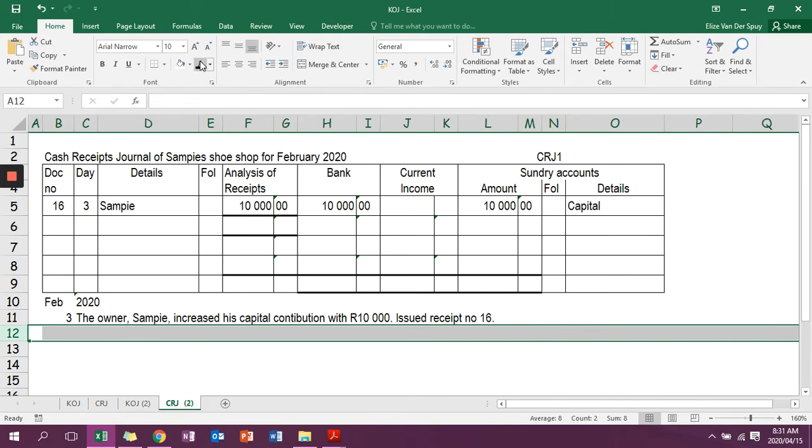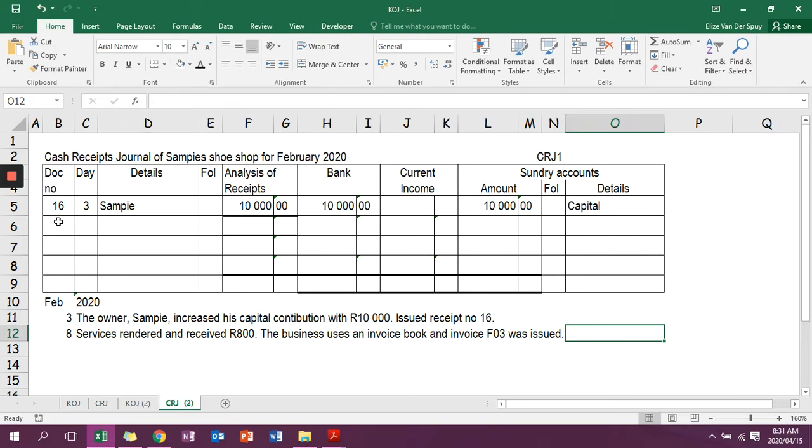The next transaction, on the 8th, services were rendered and we received 800 Rand. The business uses an invoice book and invoice F03 was issued. Alright, again, they give us all the details. Document number F03 on the 8th. Now we do not have a person's name, so we rendered a service, so it's services rendered. It was 800 Rand. That is all the money for the day, so I draw a line and I go to the bank and put 800 Rand in my bank account.